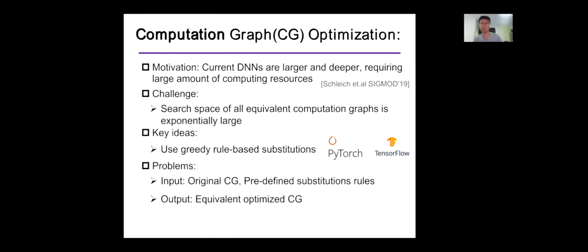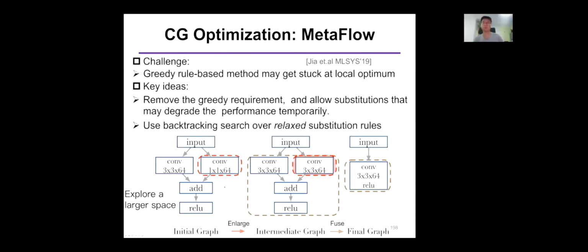For example, operator fusion integrates multiple operations into a single one, which removes the intermediate results. The main challenge of the computation graph is that the search space of all equivalent computation graphs is exponentially large, which brings huge costs and requires higher search efficiency. Existing deep learning systems solve this problem using a rule-based method that continuously improves the efficiency, but they may get stuck in local optima.